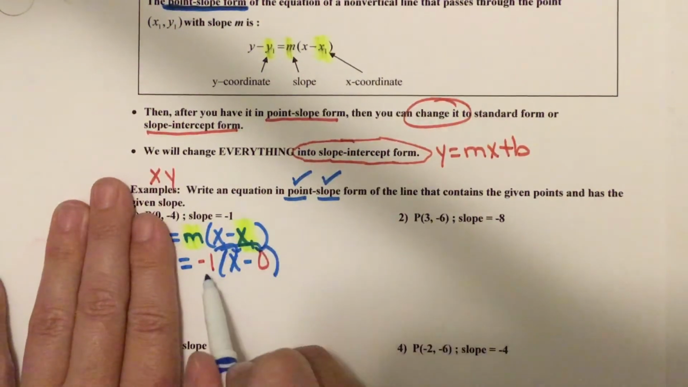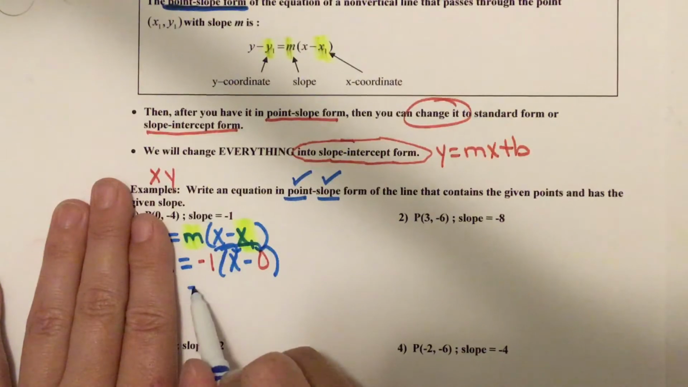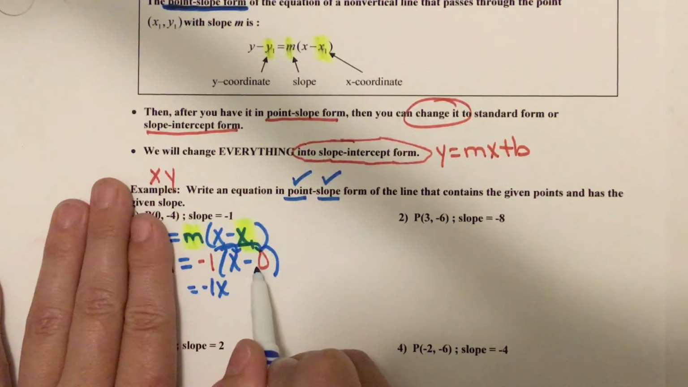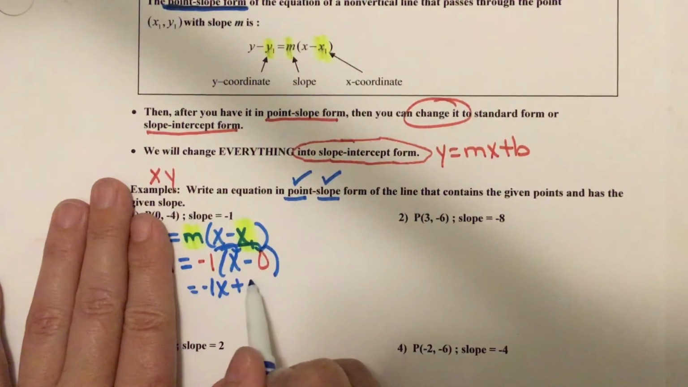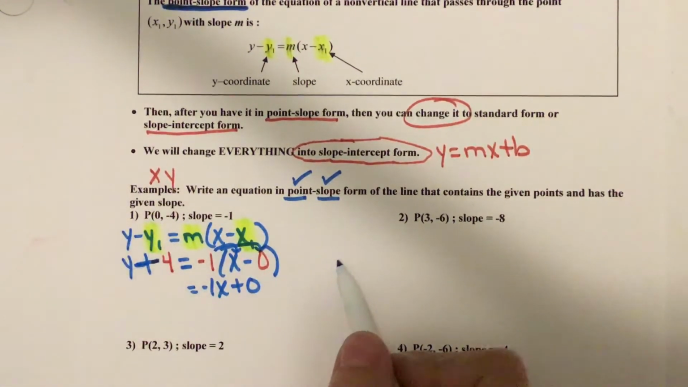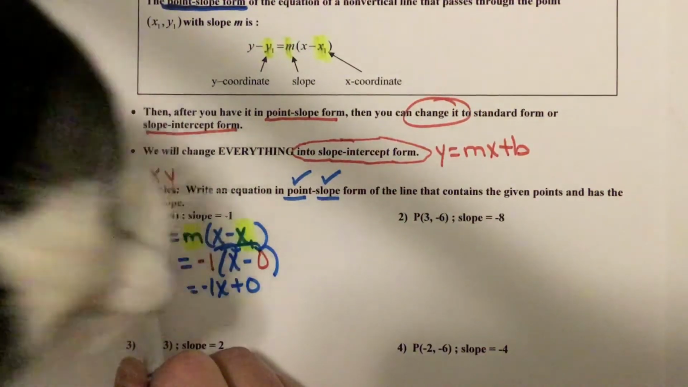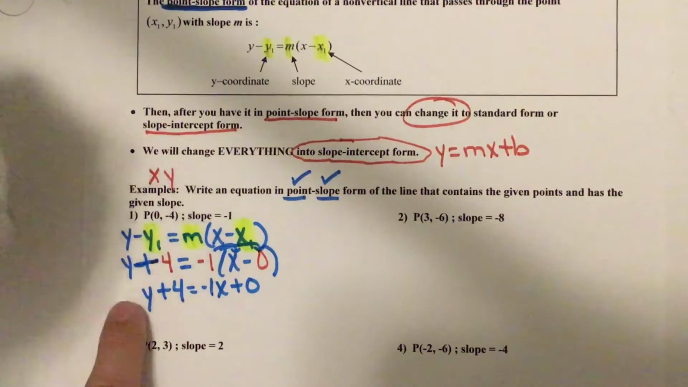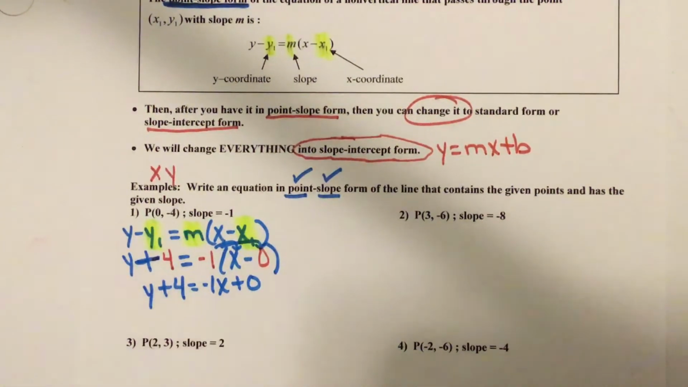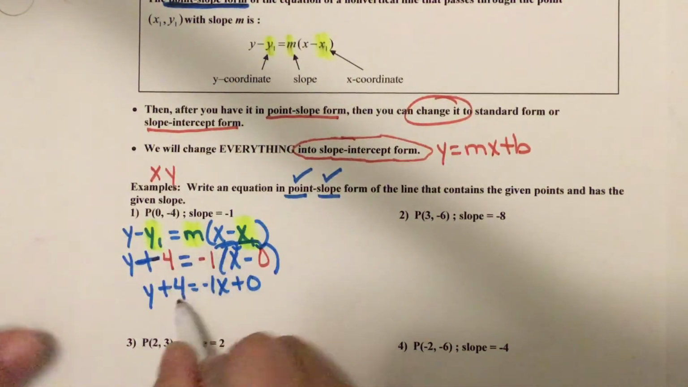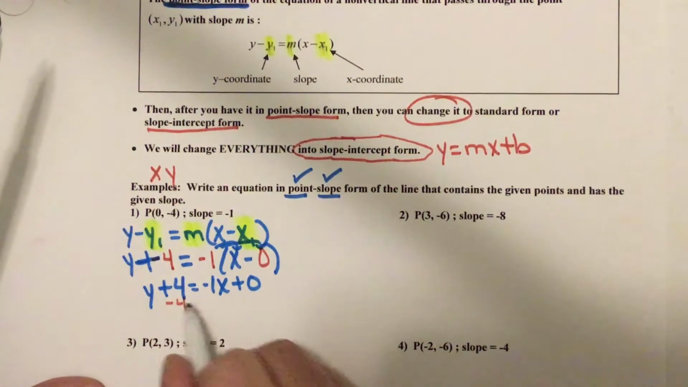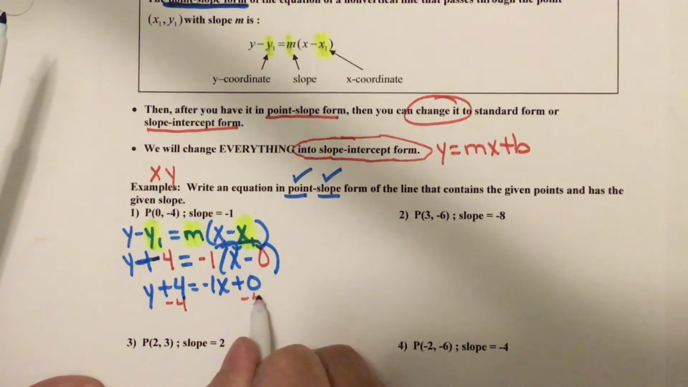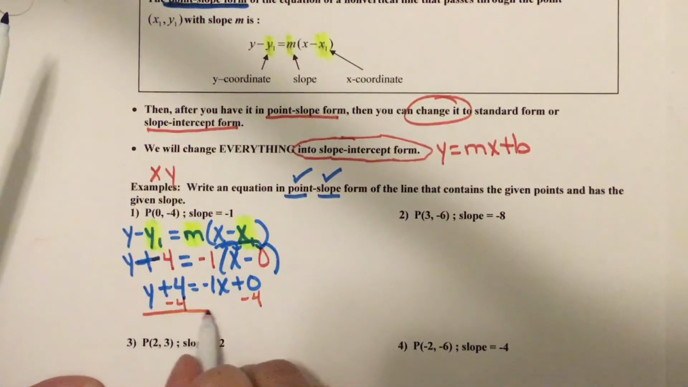We're going to distribute. So -1 times x is -1x, and -1 times 0 is 0. And I don't have to write the 0, I'm just going to do it. And then the y plus 4 comes down. Okay, and then to get y by itself, all we have to do is get rid of addition of 4. And so to get rid of addition of 4, we subtract 4 from both sides. And since I can't subtract 4 from an x, I have to subtract 4 from the constant.